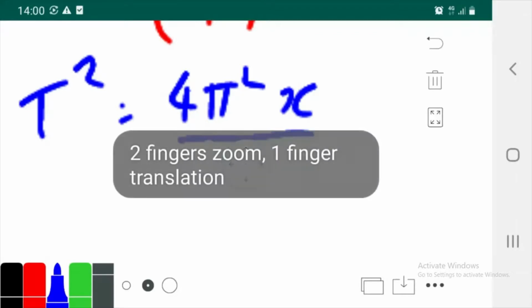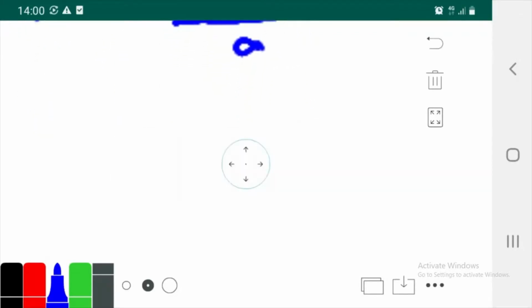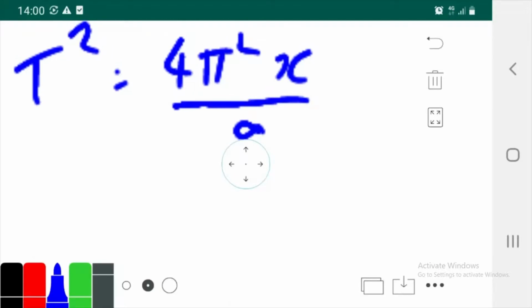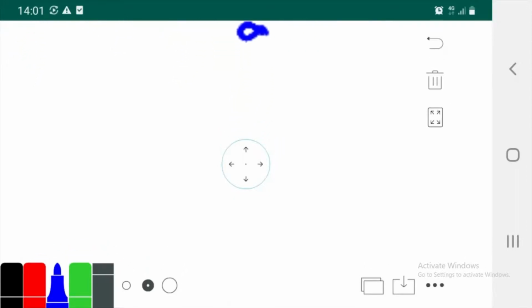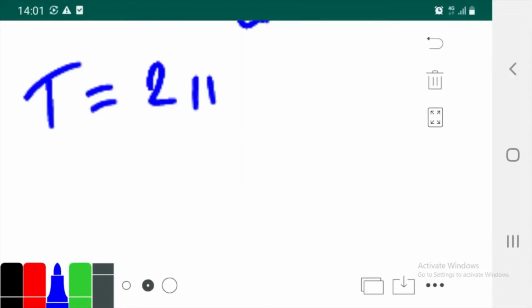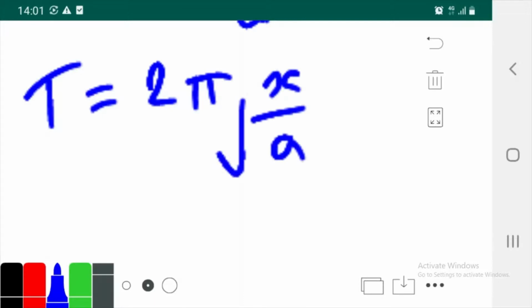The next bit is I'm going to square root both sides, so that 4 pi squared is going to become 2 pi, and then I'm going to have the square root of x over a. So I'll just do that next. Square root both sides, so I get T equals 2 pi, x over a, and all that's square rooted. Okay, brilliant. So for any object in simple harmonic motion, I can work out the time period given this equation here.